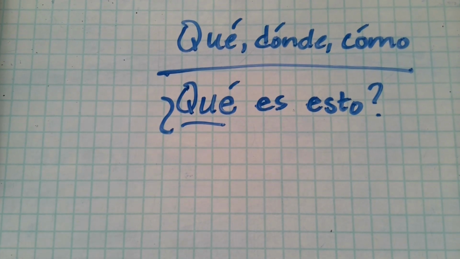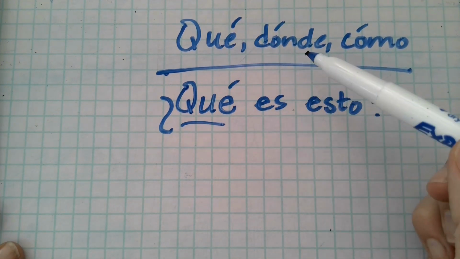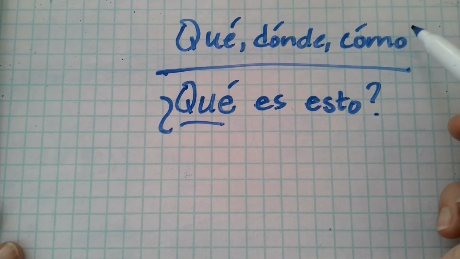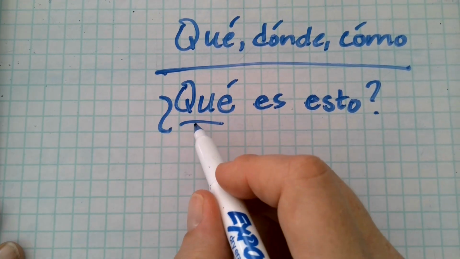Today we are going to be practicing some of the more common phrases that you would use in speaking that you may not necessarily have learned in your book yet. Okay? So the first one we're going to go through is qué, then dónde, and cómo. Qué, dónde, cómo. These are all question words. Okay? So let's practice with this one.